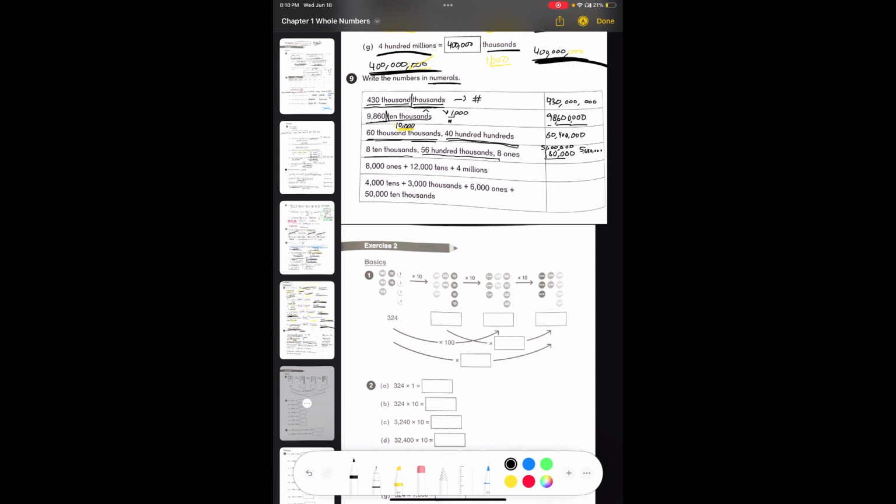So we have 5,680,000 right now, but we also have 8 ones. So the last digit is just going to become an 8. So our actual answer is 5,680,008. That's just what it is. Next, 8,001, so that's just 8,000.